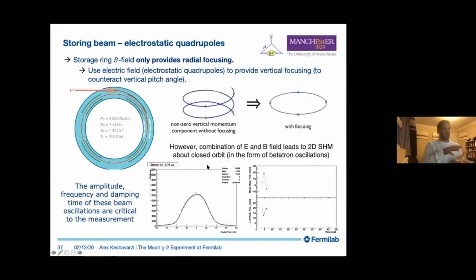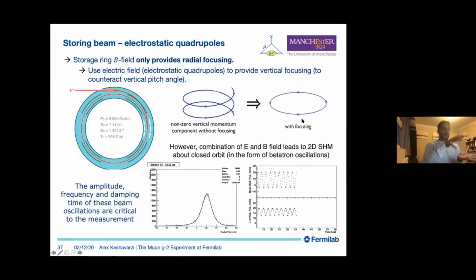Now, I said to you that we want to store the beam with electrostatic quadrupoles because the ring only provides radial focusing. So we have these quadrupoles at 4 locations which vertically focus the beam down, because the muons want to pitch upwards, right? They really want to just fly away. So we apply this electric field, and that keeps them there. And with the focusing, it goes from something like this to something like this.